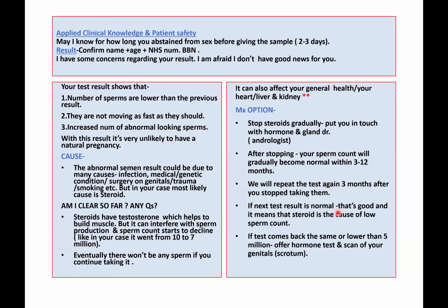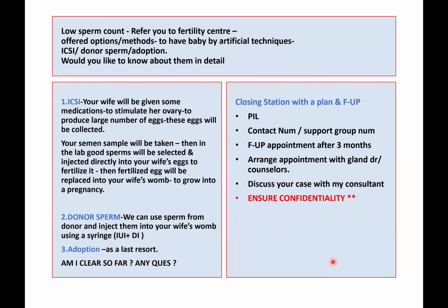If next test result is normal, that's good, and it means that steroid is the cause of low sperm count. However, if test comes back the same or even less than 5 million, then we have to offer the hormone test and scan of your genitals. So this one is the severe oligospermia. In that case, we have to offer the hormone test, all the LH, FSH, everything has to be done for him. Now, if there is further low sperm count, then we would like to refer you to the fertility center. One moment.